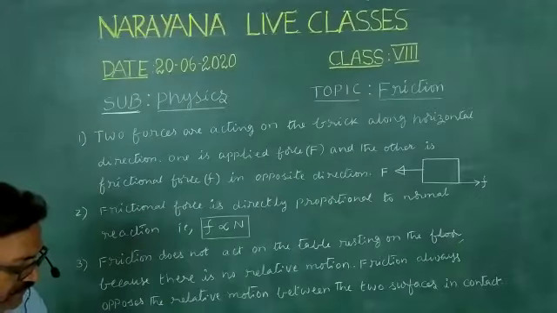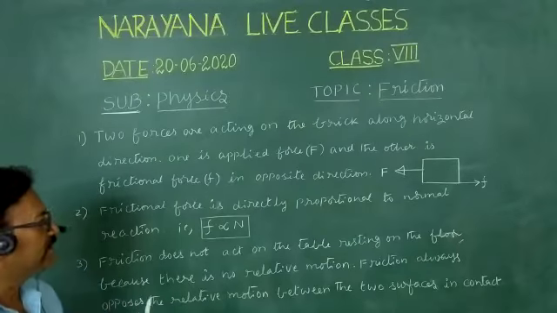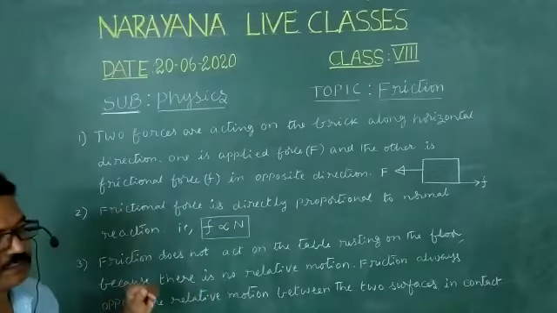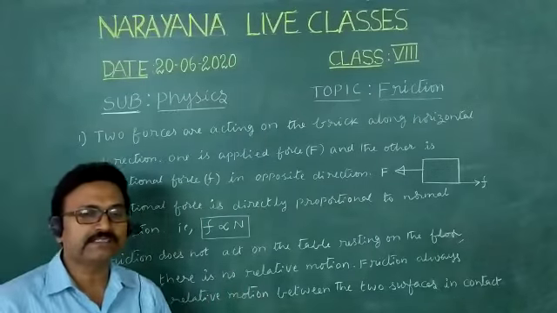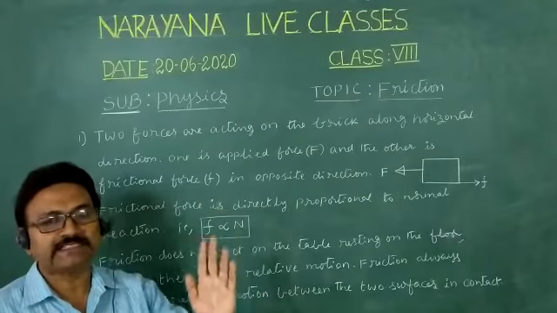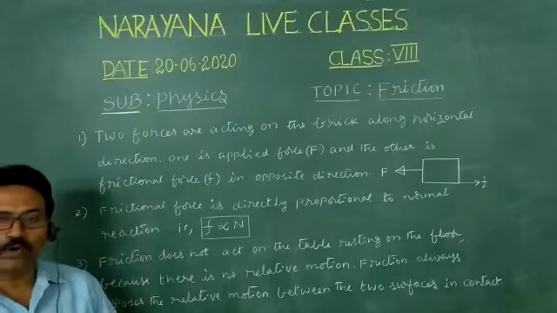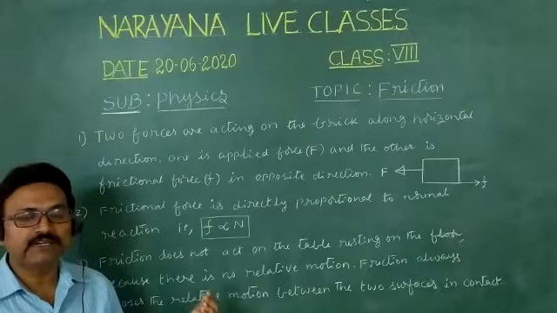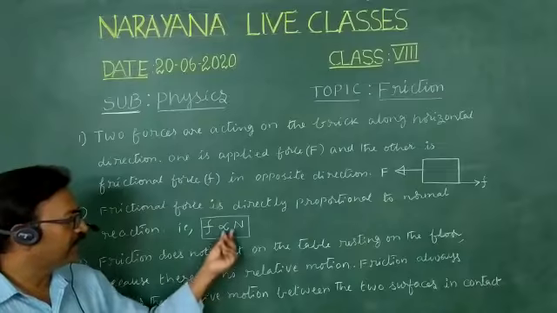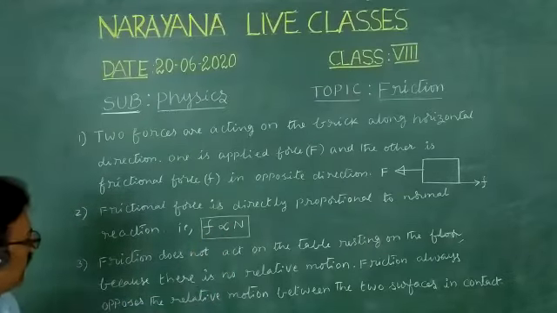Next, second question, write the relation between frictional force and normal reaction. See, frictional force is directly proportional to normal reaction. Suppose a body is resting on a surface, so the normal force acts normal to that surface. If the normal force is more, the frictional force will be more. That means it is directly proportional to the normal force. If the normal force decreases, the frictional force also decreases. So F is proportional to N.